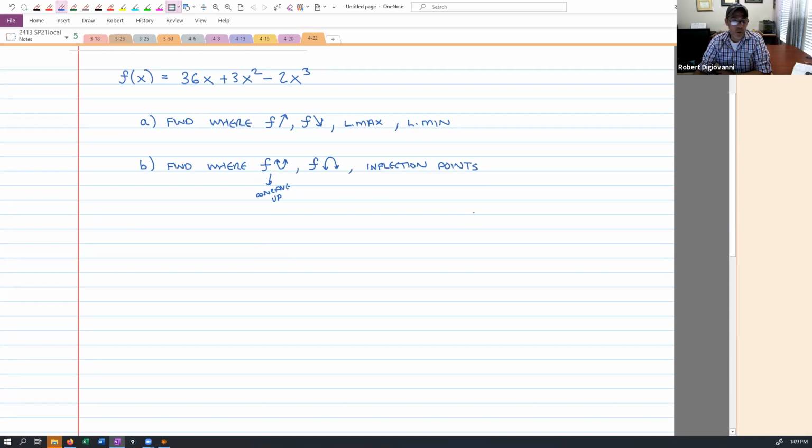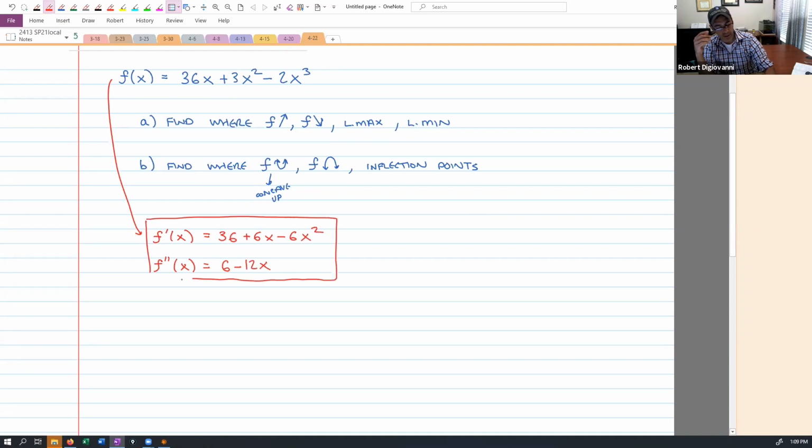Okay, so to do this problem, we're going to need to look at both the first derivative and the second derivative. So let's just take some time to get both derivatives. First derivative of this function should be no problem for everyone in here. All right, that's our first derivative. Our second derivative is just the derivative of that, which would give us 6 minus 12x. So I've got those ready to go, and now I'm going to start doing the different parts of the problem.